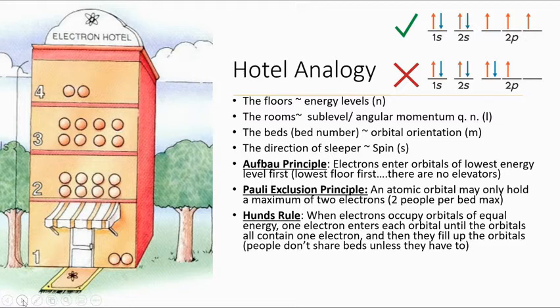And then the number of beds is your orbitals. So for example, when I'm looking at a room, S only has one bed. Room P has 3 different beds that you can sleep in. Room D has 5 different beds. So if you're hopefully starting to catch on, your beds are your orbitals. And then finally, the direction of your sleeper.